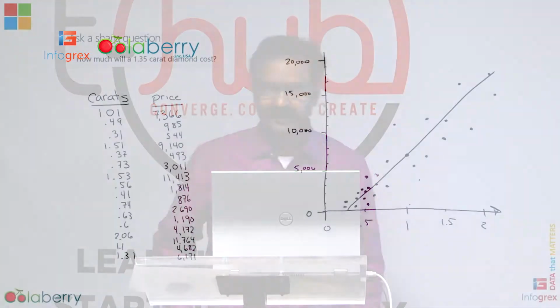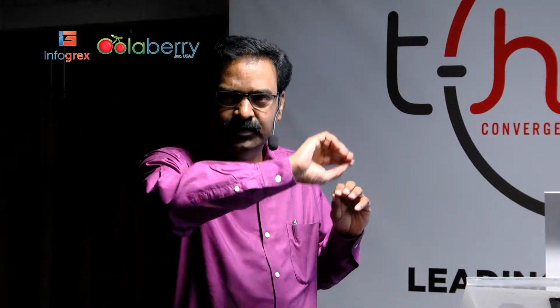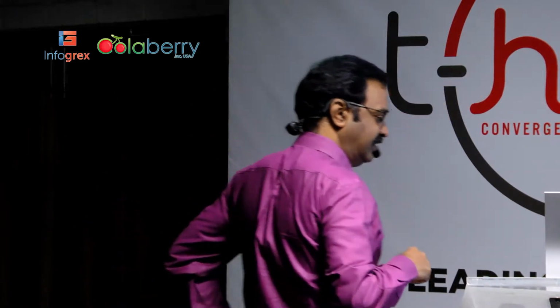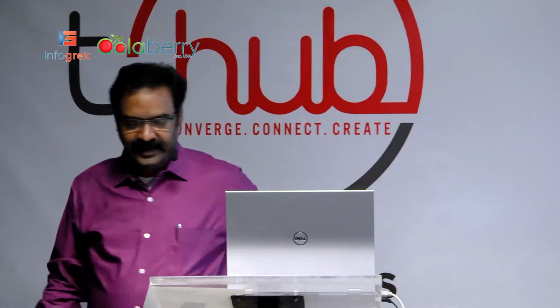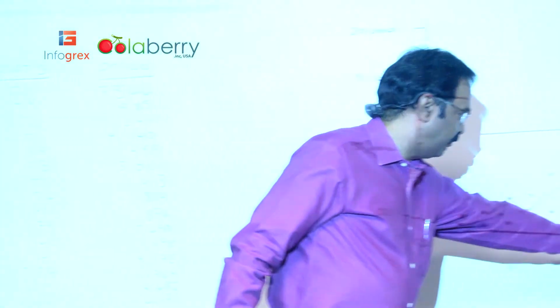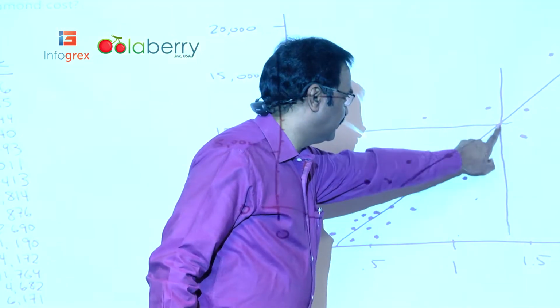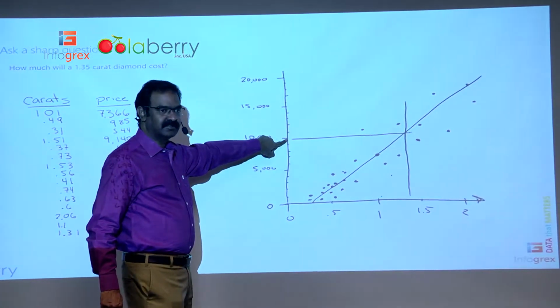On top of the scatter plot, you draw a line with the help of linear regression or something like that. You don't require a model for this here. You draw the line which is closest to the best fit you can do. We are doing it manually. So you go exactly to 1.35 here, draw a vertical line and then a horizontal line, and you get somewhere close to 10,000.